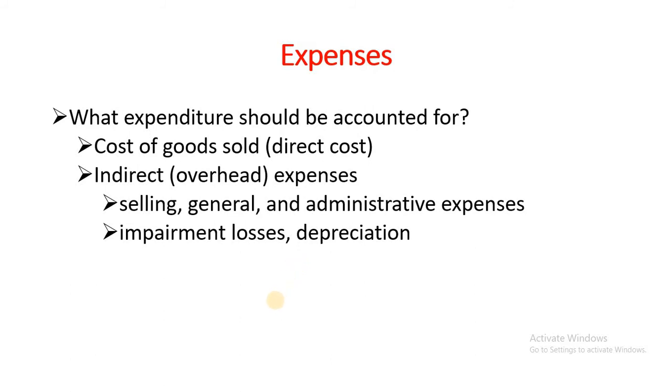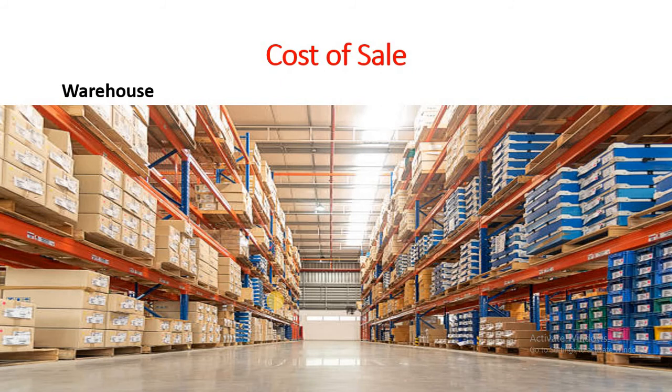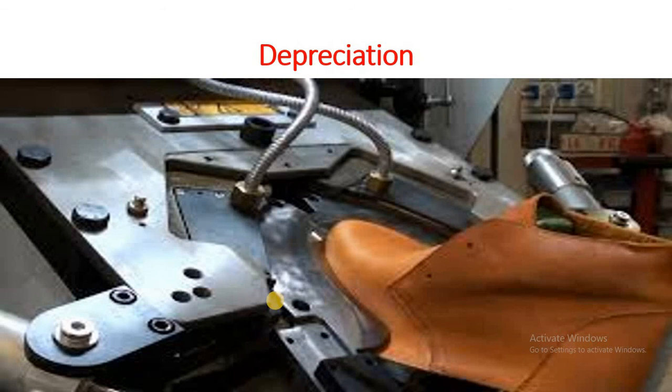Companies also need to consider impairment losses and depreciation. Most companies have liabilities which generate interest expense, and companies also need to pay taxes based on the tax law of the country or region. We know that a warehouse is a kind of indirect cost for the company, and companies also need to consider depreciation on their fixed assets or on their machineries.